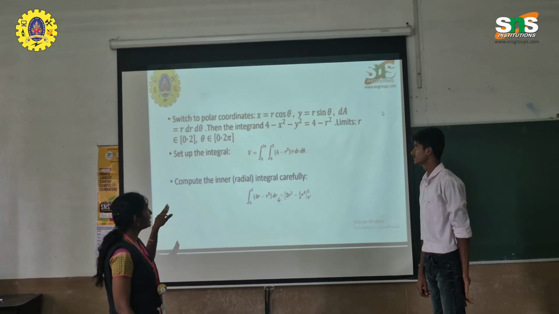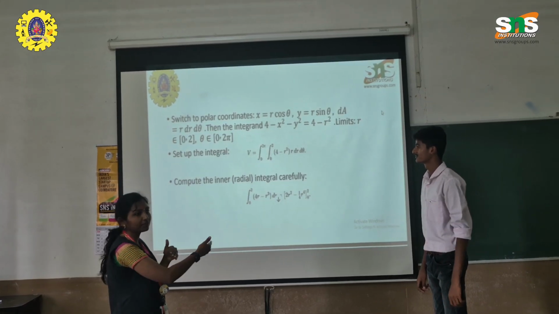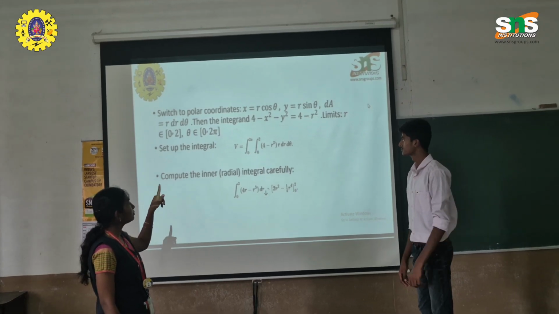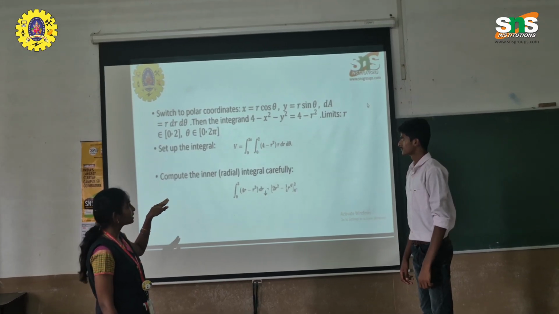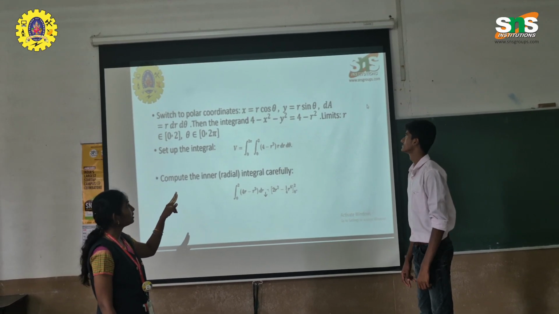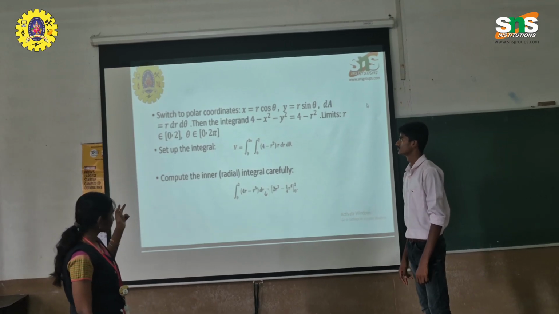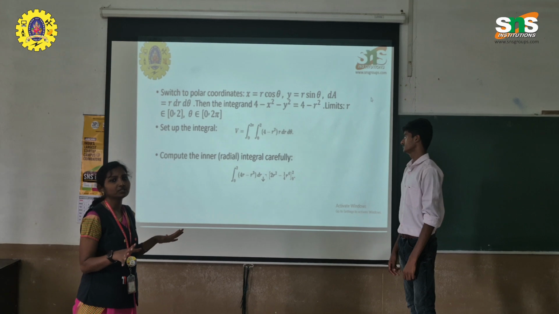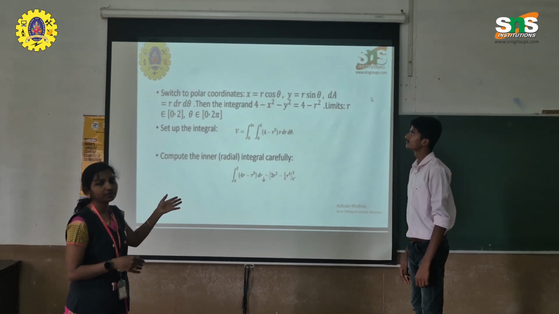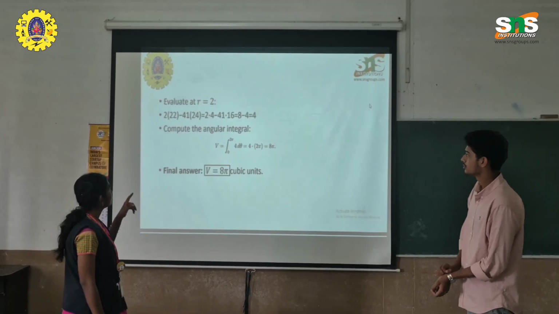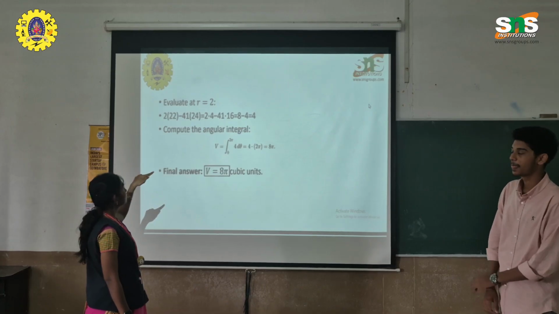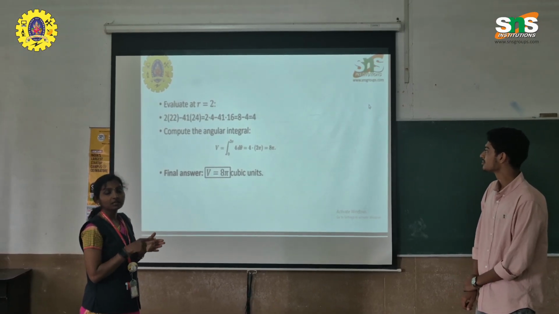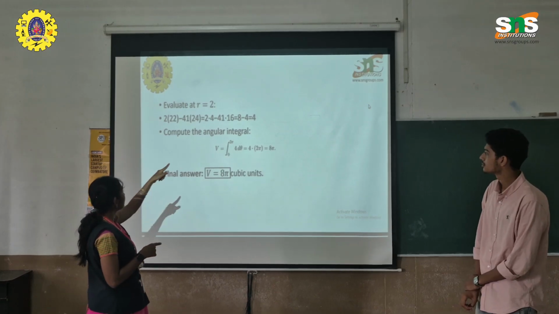Therefore we set up the integral in the variables r and theta. So V is equal to the integral from 0 to 2 pi and the integral from 0 to 2 of 4 minus r square into r dr d theta. And we are going to integrate it carefully using simplified methods of integration. So the inner integral evaluated at r equal to 2, the radius of the disk, gives the value 4.